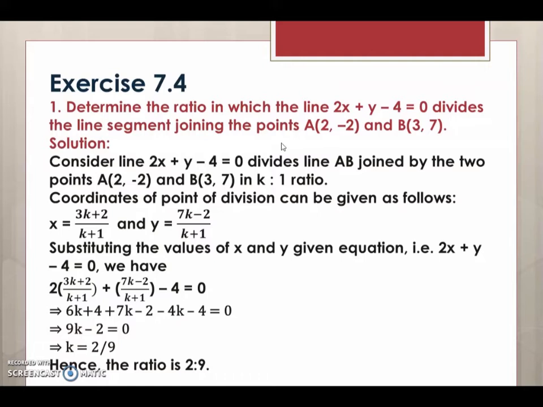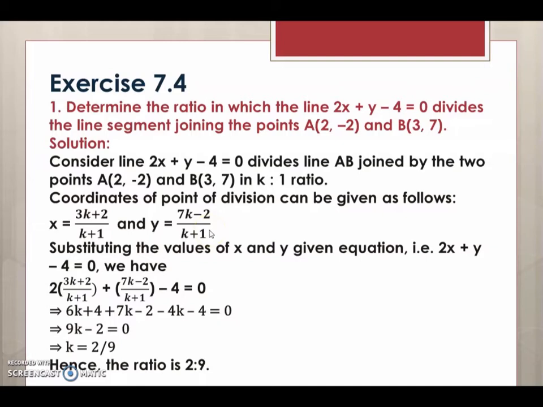Now these two lines are meeting at some point. Let that point be P, and let the ratio in which P divides AB be k is to 1. So using the section formula, first find the coordinates of that point P. We are taking x, y as the coordinates. Using the section formula, I will get (3k plus 2) by (k plus 1) as the x coordinate and (7k minus 2) divided by (k plus 1) as the y coordinate.